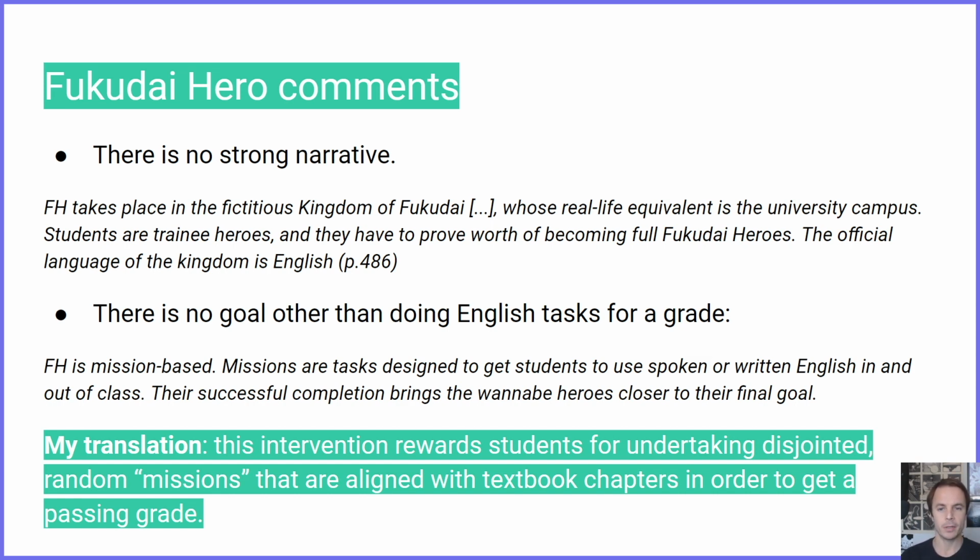So in the paper, Lombardi mentions that Fukudai hero takes place in the fictitious kingdom of Fukudai, whose real life equivalent is the university campus. Students are trainee heroes. So this is the narrative element, but it doesn't really appear in the missions at all. And they have to prove their worth of becoming full Fukudai heroes. The official language of the kingdom is English.